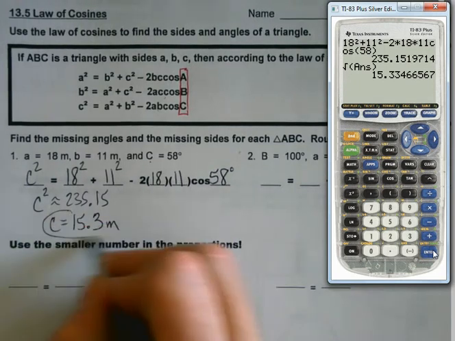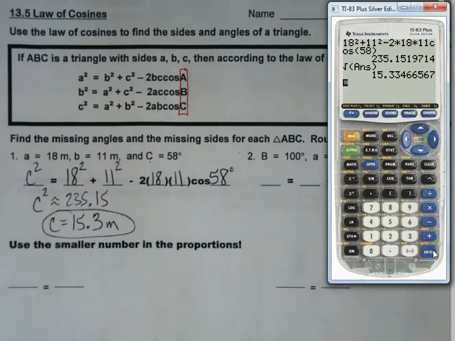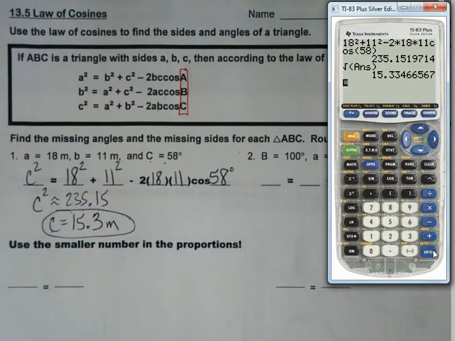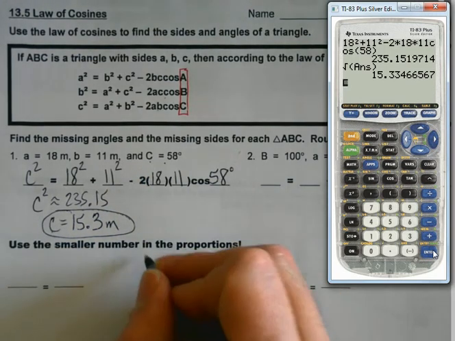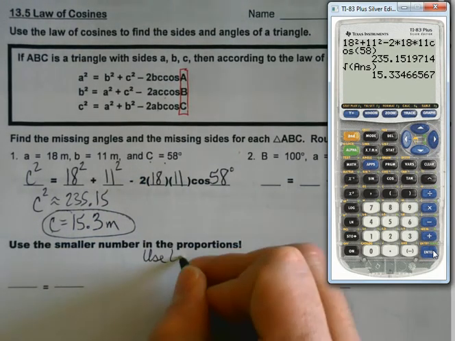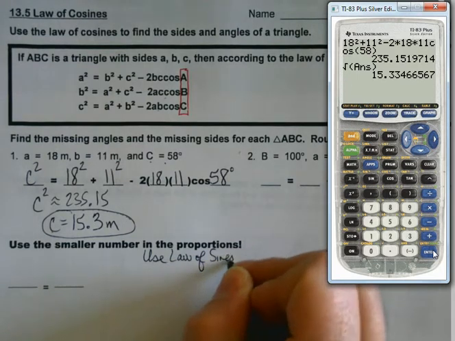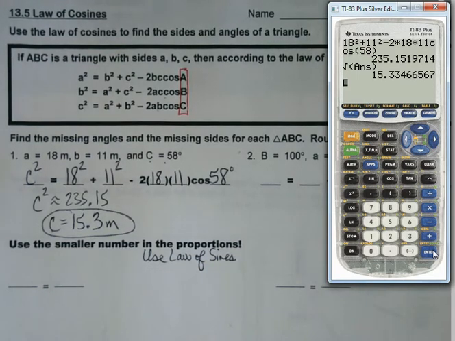We're going to round to the nearest tenth on our sides. So you're like, okay, now I got side C. Oh, hey, now I got side C and I got angle C. I can use the law of sines. That's true. So you get to use both of them in one problem. Yes, you'll never have to use the law of cosines more than once in a problem.